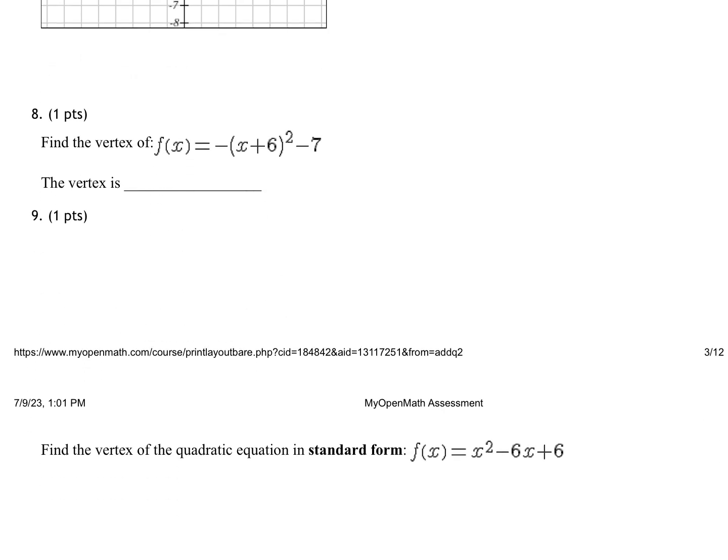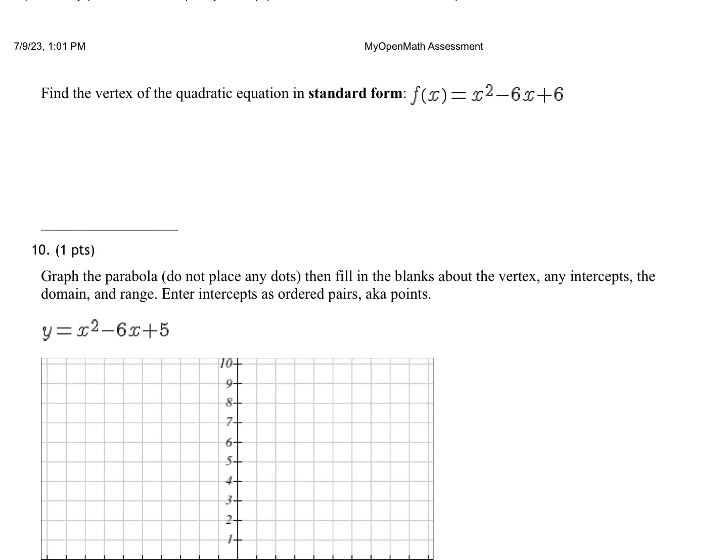Number 8, find the vertex. Okay, so this one is in vertex form, which is nice. You just have to remember that it's always the opposite of the sign in parentheses. So that means that your vertex, the x value would be a negative 6. And then it's exactly what it looks like on the outside. So the y value would be a negative 7. So the vertex is negative 6, negative 7. So opposite sign of what's in parentheses, same sign as what's on the outside.